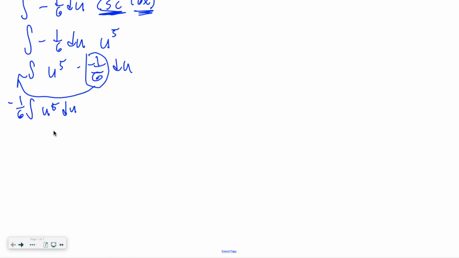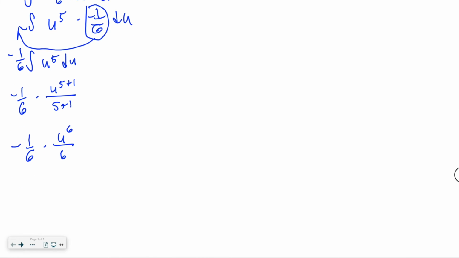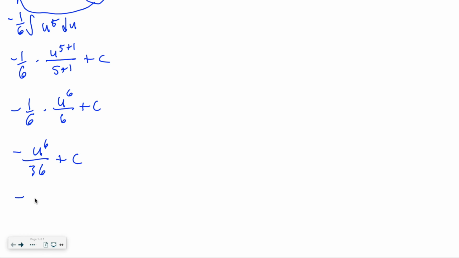So negative 1/6, use that power rule, 5 plus 1 over 5 plus 1, so times negative 1/6 times u to the 6th over 6. Let's go down a little bit. So we have negative u to the 6th over 36. And don't forget, plus c, plus c, plus c. So now we just put u back in. U was cosecant 6x, so negative cosecant 6x to the 6th power over 36 plus c.